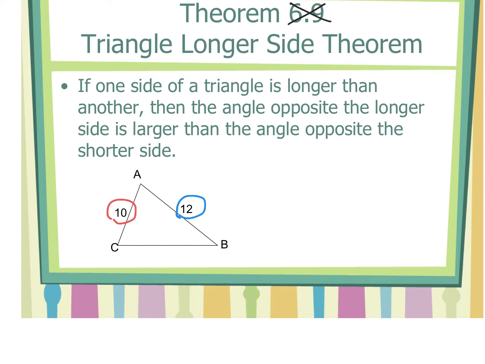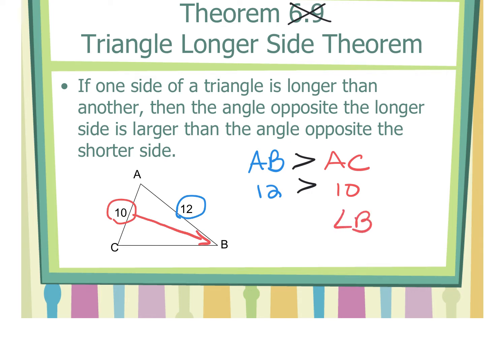I can see that 12 is the larger number, so I know that side AB is greater than side AC, because 12 is bigger than 10. And if it helps you to see the numbers, you can write them in here. So now, to figure out which angle is larger, I'm going to look at the angle that's straight across from each of the sides. So the angle that is across from side length 10, which is AC, that's going to be angle B. And the angle that's across from the 12 is going to be angle C.